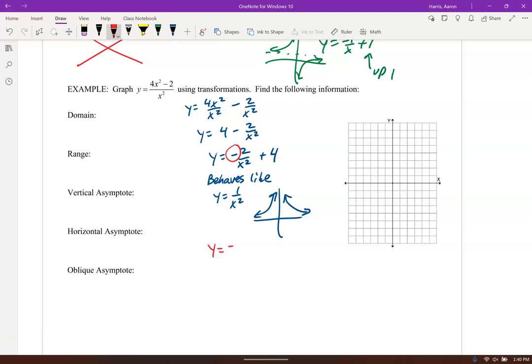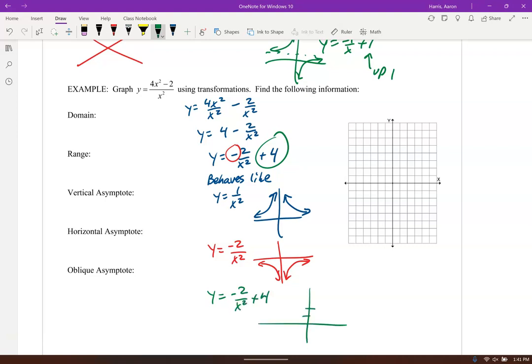Now, I'm going to first address the negative. So what would this do? And I'll just put a 2 on it. Again, it just stretches the points out a little bit. Reflection about the x-axis, right? So it flips it over. So far, so good. And then what does that plus 4 do? Up 4, good. So now it's like this kind of thing. I didn't draw that very well.